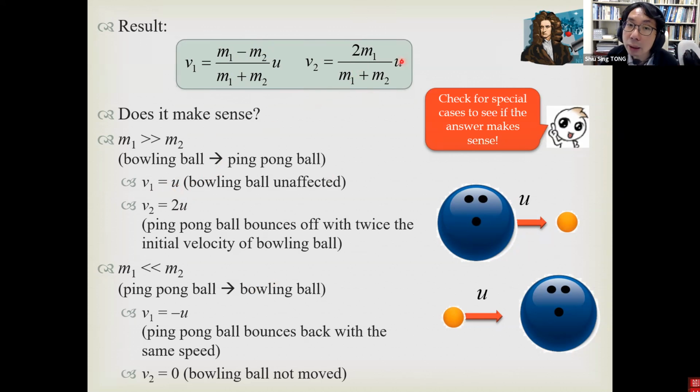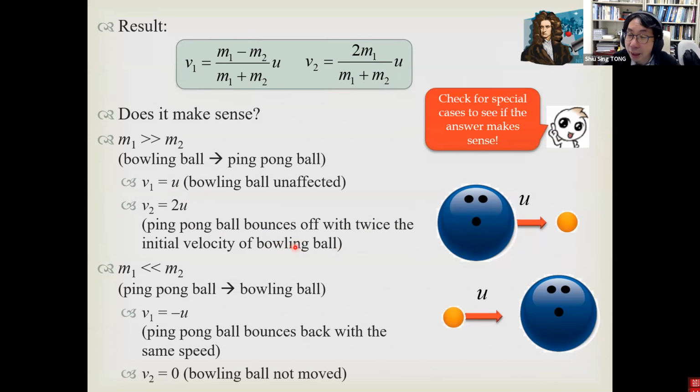But when we look at the motion of the ping pong ball, now in the denominator, we find that m2 is very small compared to m1, so I can neglect this. But now I get 2m1 divided by m1, so I get v2 equal to 2u, okay? So that means the ping pong ball bounces off with twice the initial velocity of the bowling ball. So it bounces off at a faster speed, double the initial velocity of the bowling ball, okay?